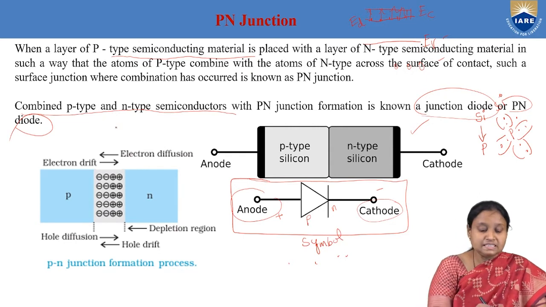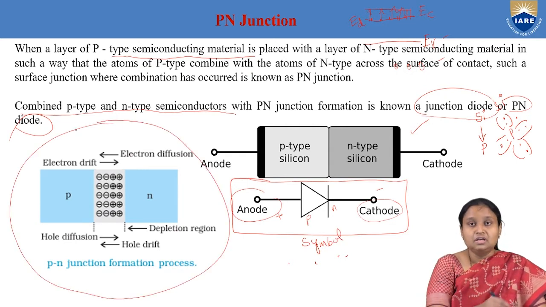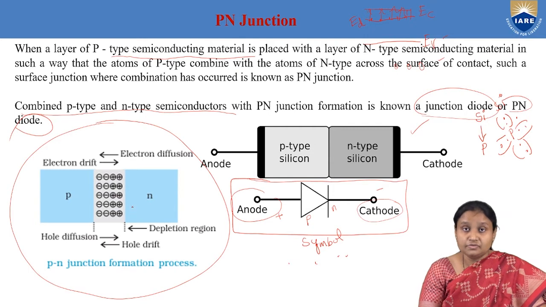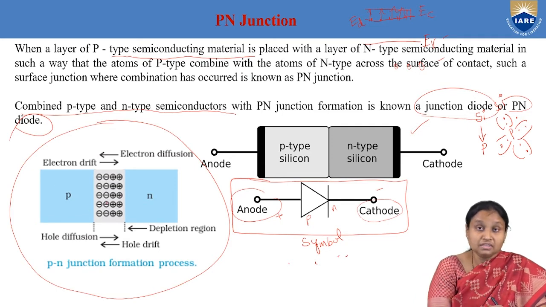Now, as you can see in this figure, the left side figure, here I have combined, of course, p-type and n-type semiconductors. So as you can see here in this p-type and n-type semiconductors, we know that in p-type semiconductors, what are the majority charge carriers?